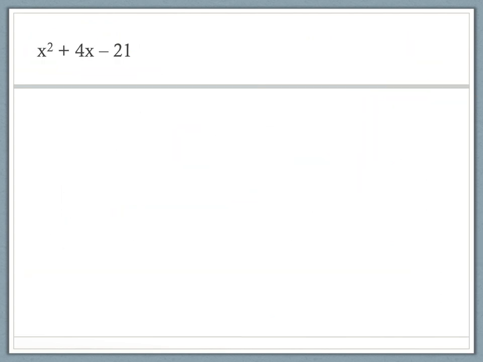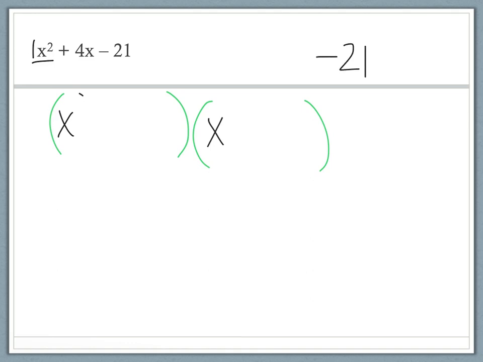Okay, let's take a look at this one. Let's go ahead and set up our parentheses. We have x squared, so the only way to get x squared is x times x. So give an x into both of those. Now remember, we're going to do A, which is 1, times negative 21. So A times C gives us negative 21. And we need to add up to 4.